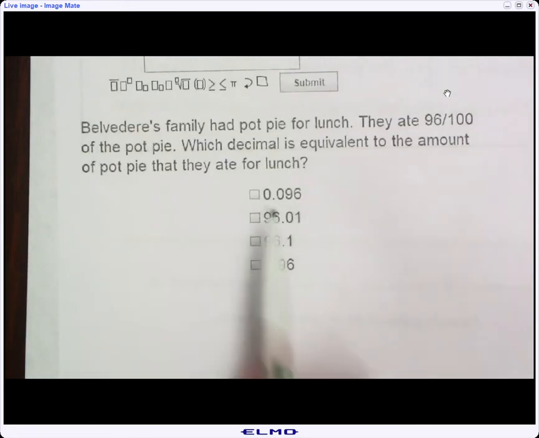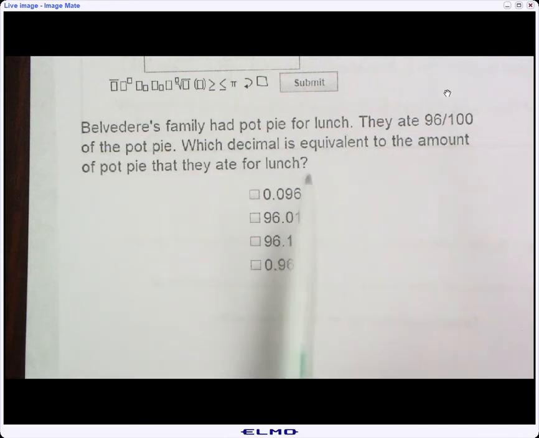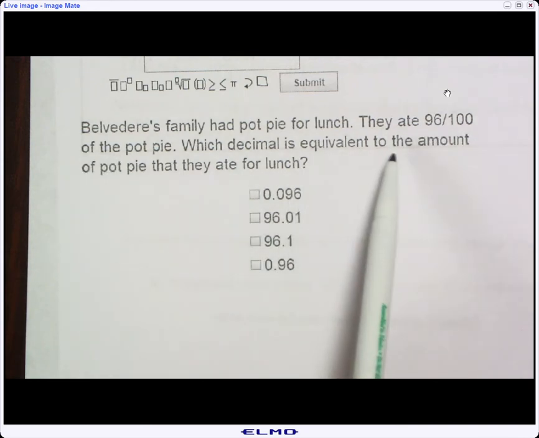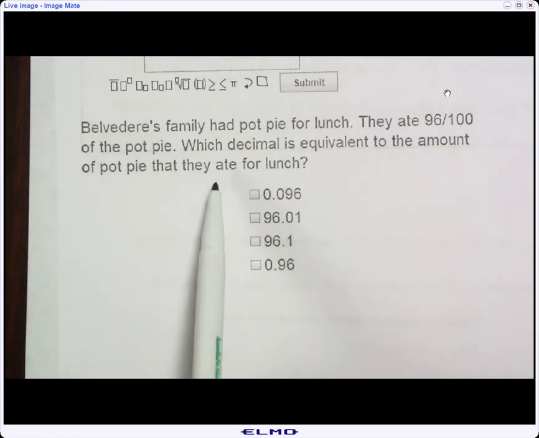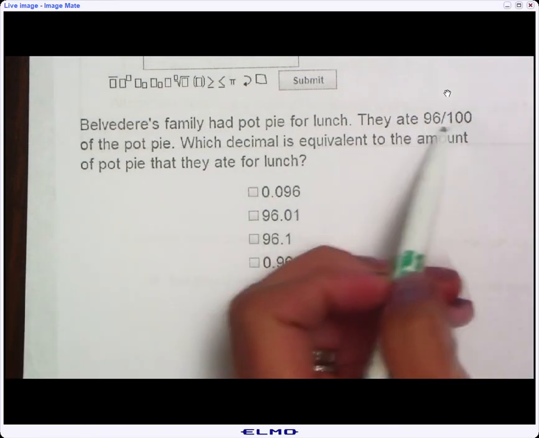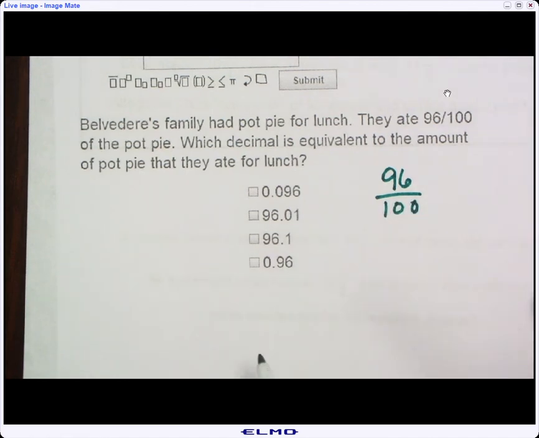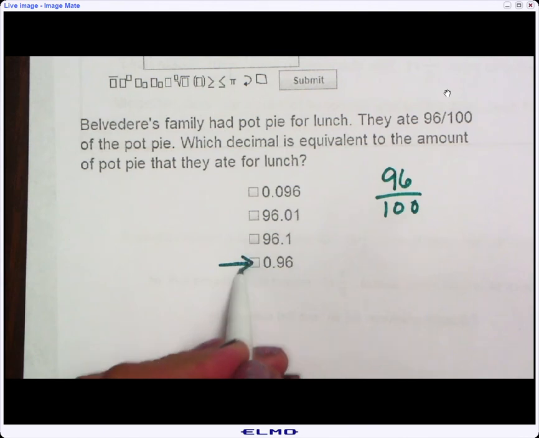Last problem. Belvedere's family had pot pie for lunch. They ate 96 out of 100 of the pot pie. Which decimal is equivalent to the amount of pot pie that they ate for lunch? So there's 4 answer choices right here, and we just need to figure out what 96 over 100 is as a decimal. And again, with whatever method makes you happiest inside, we want to find out that, oh, right here, the 4th answer choice.